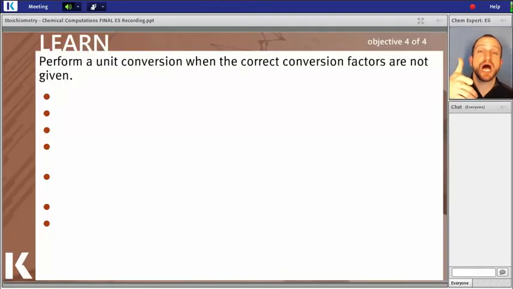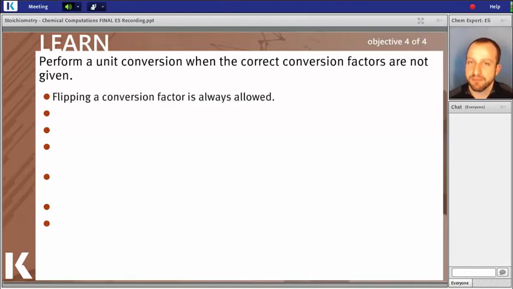We can convert up to a higher number. We can convert down to a lower number. AKA, we can flip them. For example, I could say that $1 is 100 cents. I could say that 100 cents is $1. In either case, I'm still multiplying by 100 cents per $1 or $1 per 100 cents, which is a one-to-one relationship. I'm essentially multiplying by 1 anytime I do a unit conversion.